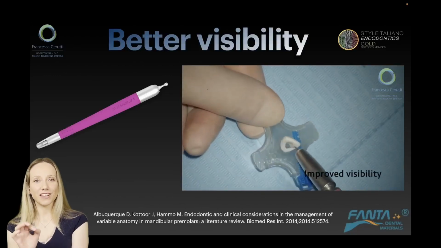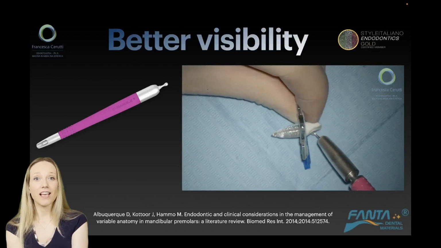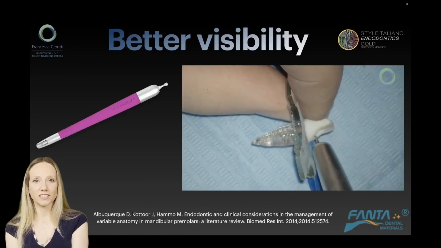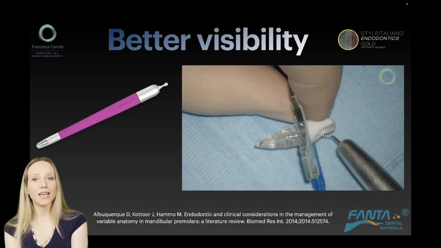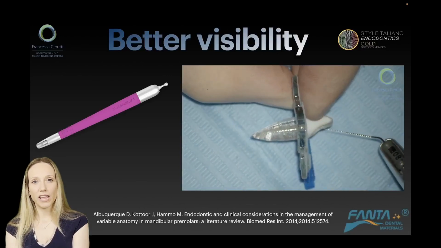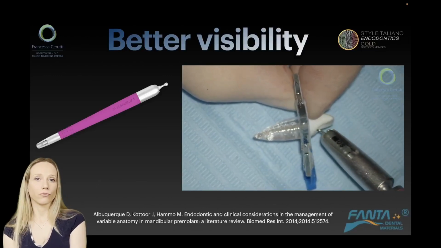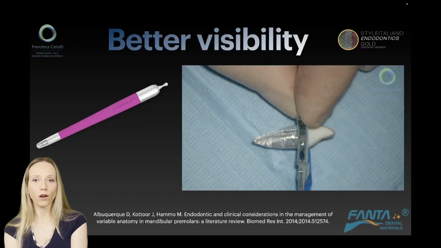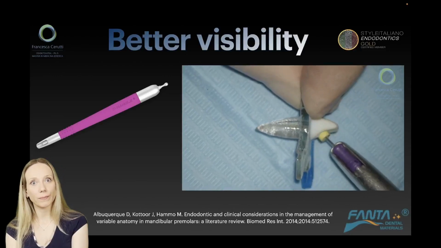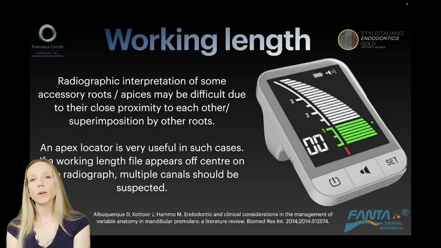If we are using a handle, we have improved visibility because there is not the head of the K-file and our finger between us and the cavity. So we can see directly what we're trying to do, and also the plus is that we can connect our apex locator to the handle and it's going to tell you if you are at the working length, you're short, you're long. So it's really time saving and sometimes extremely helpful to have this kind of tool when you treat complex anatomies.